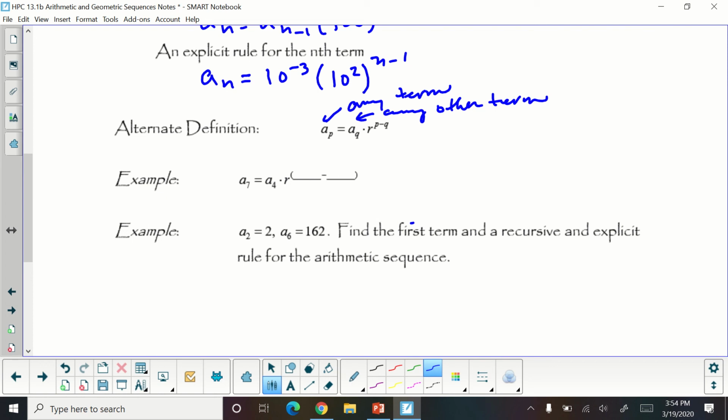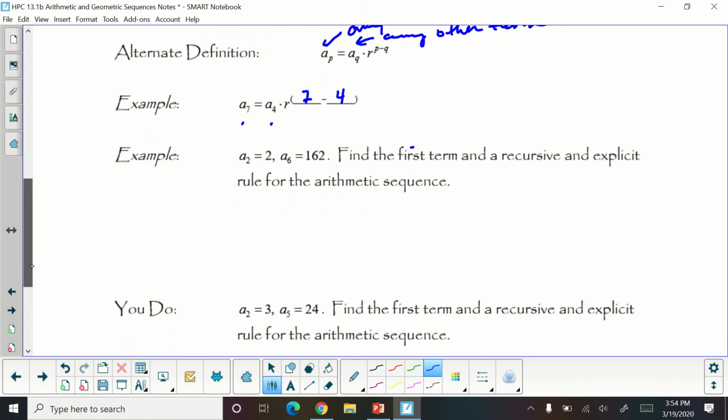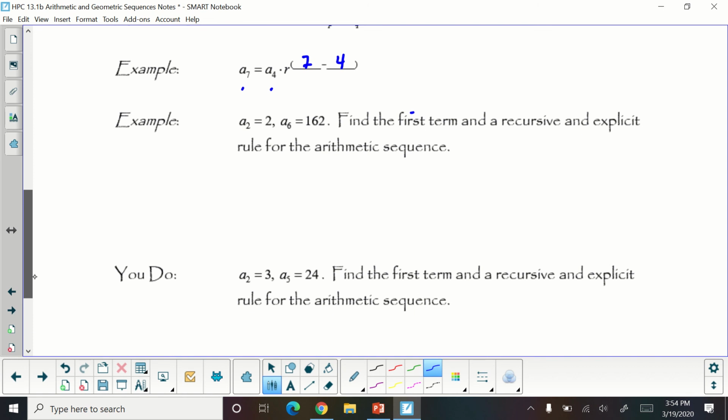So if I knew a sub 7 and I knew a sub 4, I could write that a sub 7 is equal to a sub 4 times r to the 7 minus 4. Okay, but we're not going to use that definition here because there's just more continuity in what we've done before to solve this as a system like we've done in other settings.